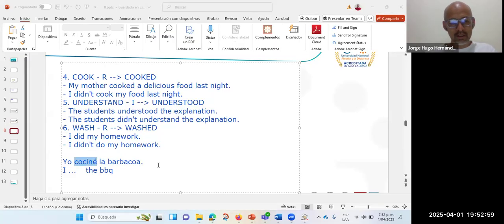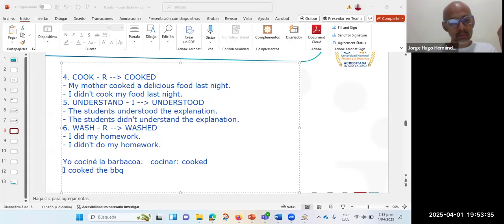Entonces, acá el problema es cocinar. Entonces, ¿cuál es el proceso? Nosotros decimos, bueno, cocinar es el verbo cook. Y entonces para pasarlo al tiempo pasado simple, tengo que saber si es regular o irregular. Entonces lo busco en la lista, no está en la lista, quiere decir que es un verbo regular, le agrego ed. ¿Sí? Ese es el proceso que nosotros hacemos. Entonces, ¿cómo me queda la oración? I cooked the barbecue. ¿Sí? Ese es el proceso normal que nosotros haríamos al empezar, ¿no?